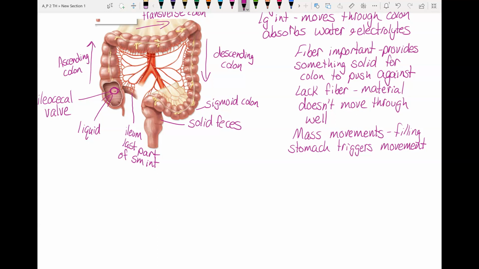Another important feature here is bacteria. So remember we talked about this in chapter 22. You have all those healthy bacteria. You have about 5 pounds of bacteria that live in your colon. And they're very important. They protect you. Remember the whole C. diff thing and the fecal transplant? So they protect you from pathogens.